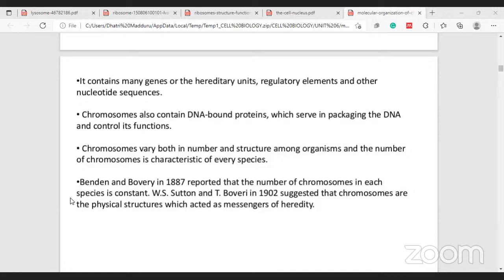Boveri and Sutton... Benden and Boveri in 1887 reported that the number of chromosomes in each species is constant. That means in each species it won't increase or decrease, but from one species to another it differs. And Sutton and Boveri in 1902 suggested that chromosomes are the physical structures which act as messengers of heredity.